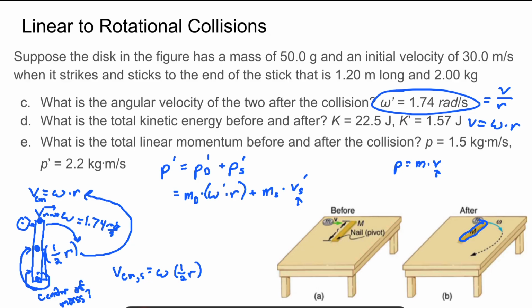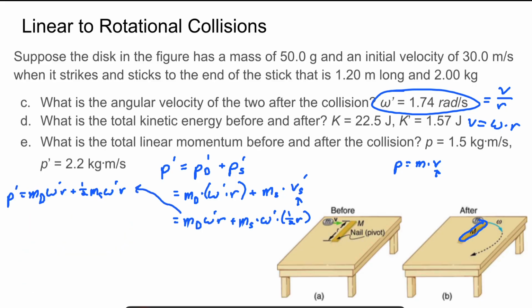So if we plug that in up into our original equation, we got, again, m_d times our angular velocity prime times radius, plus the mass of the stick times, instead of that final linear velocity, we're looking for the final linear velocity of the center of mass. That's going to be our final angular velocity times 1/2 of the radius. All right, so if I rewrite this over here, just to give us a little bit more room to work, then we can plug in our numbers as usual.